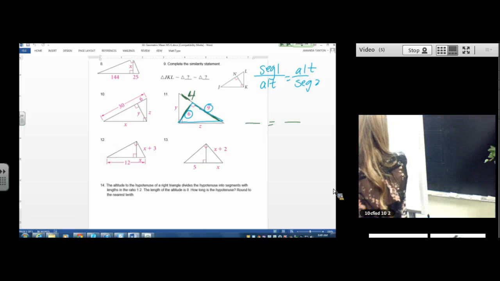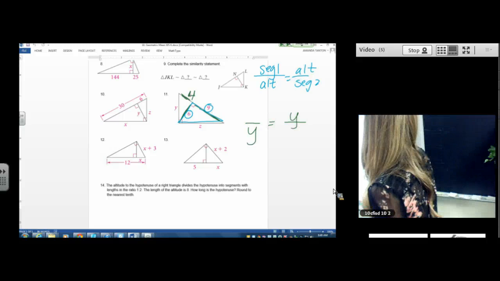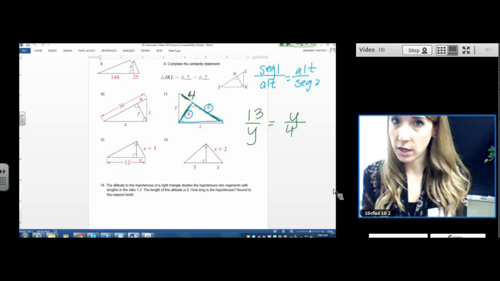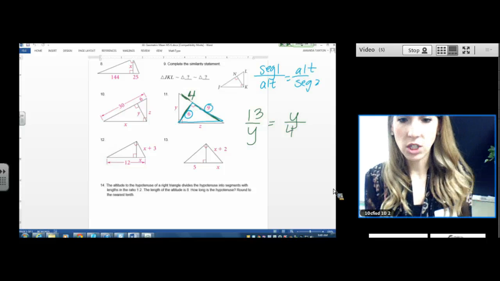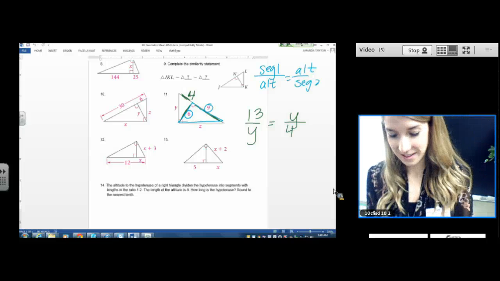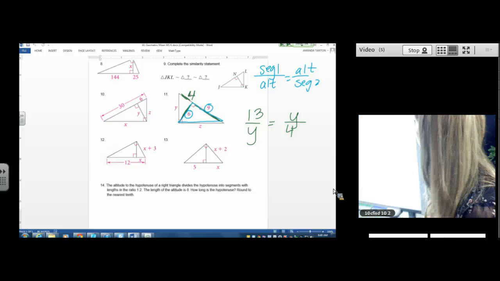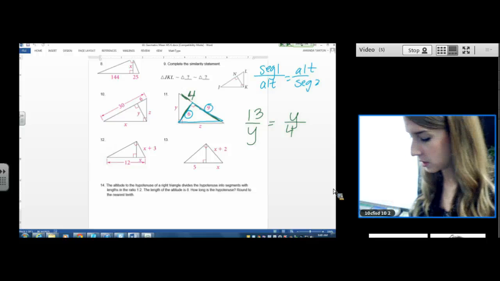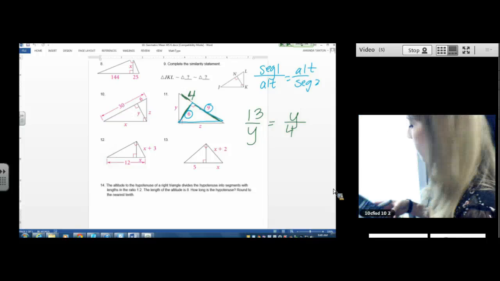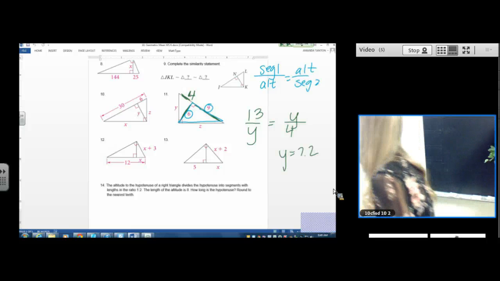Y is the geometric mean between the hypotenuse and the adjacent segment. The hypotenuse is 13, 9 plus 4, and the adjacent segment is 4. So yes, we are using one of the answers that we found. You're totally right. So then you would cross multiply the square root of 13 times 4, and we would get 7.2. Okay?